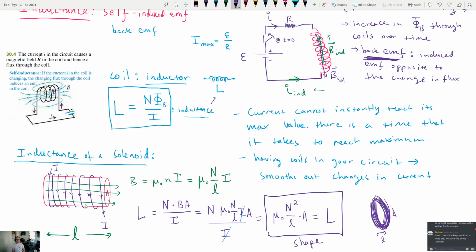What are the dimensions of mu naught again? I kind of forgot. We could look it up. So mu naught is equal to 4 pi times 10 to the minus 7, and the units are Tesla meter divided by amp. Tesla meter per amp, okay. Oh, actually, I didn't even say what the units of inductance are. So the unit for inductance is called the Henry. So 1 Henry, capital H.